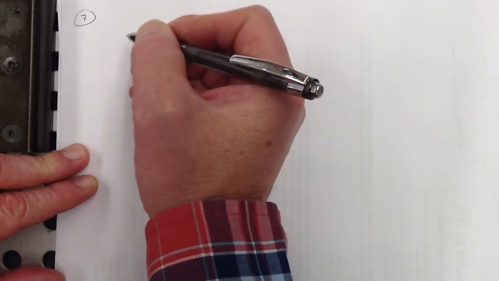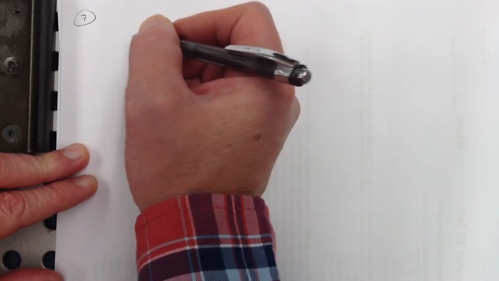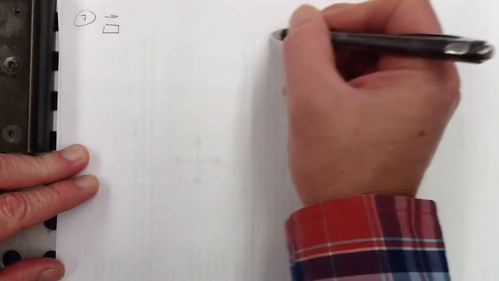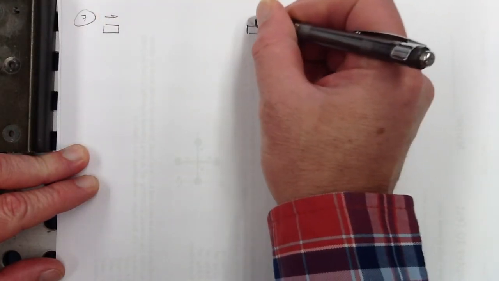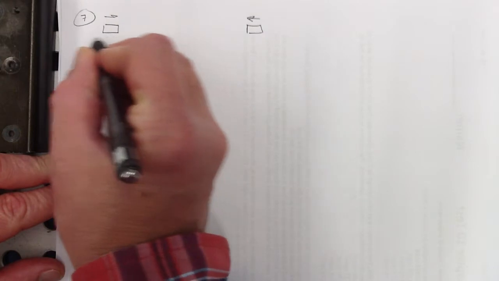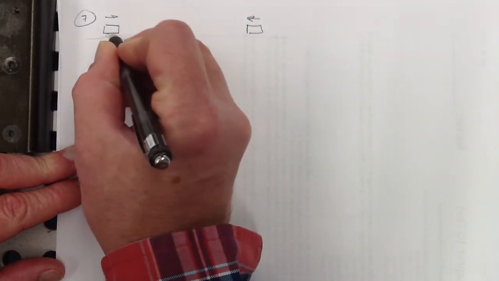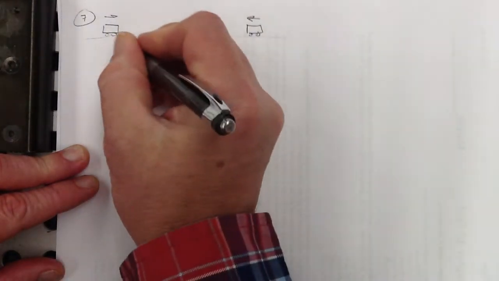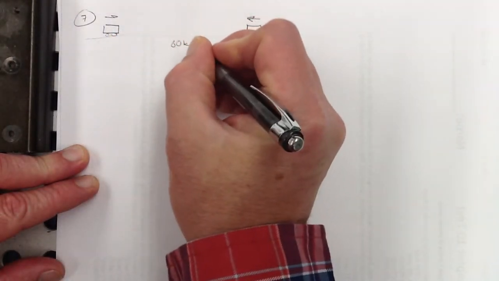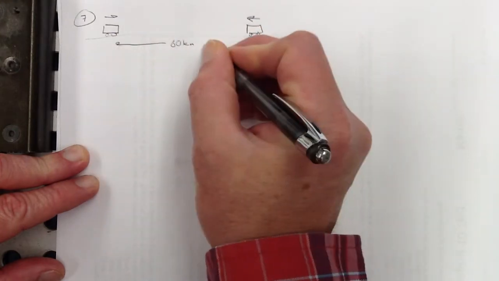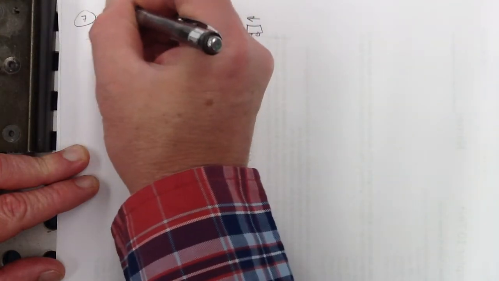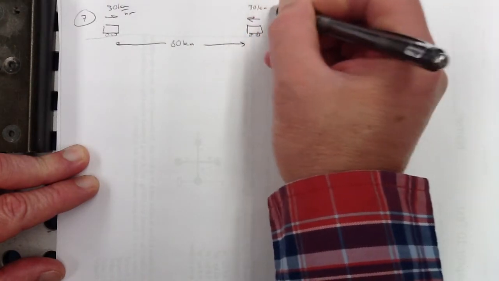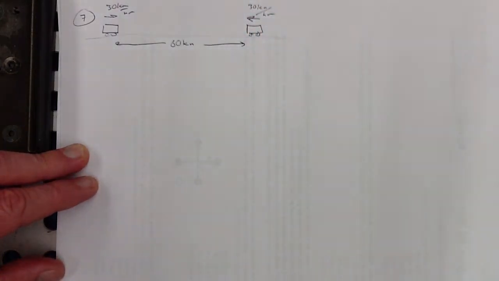So the trains are 60 kilometers apart. So here's train 1, here's train 2. It really is very helpful, very good practice in physics to make nice little pictures, diagrams of things. They are 60 kilometers apart, and they're going 30 kilometers per hour toward each other. So here's a question. How long does it take before they hit?